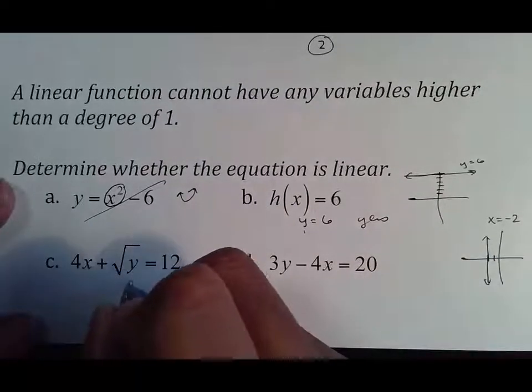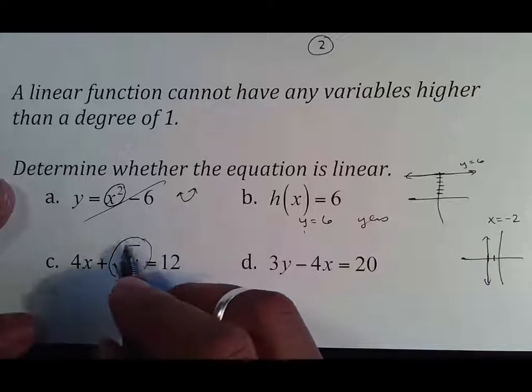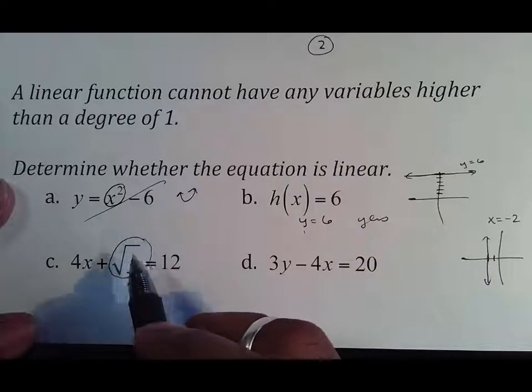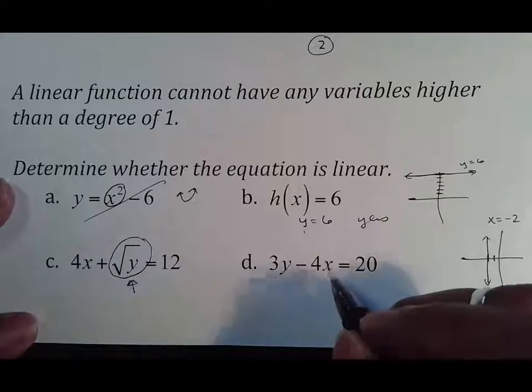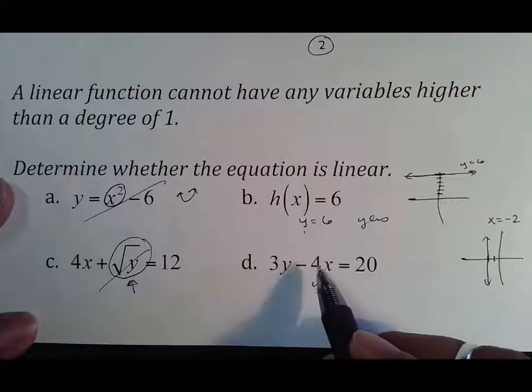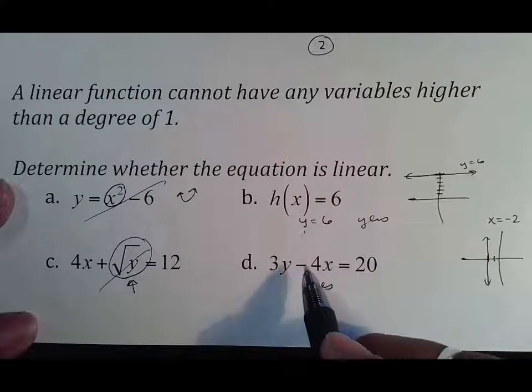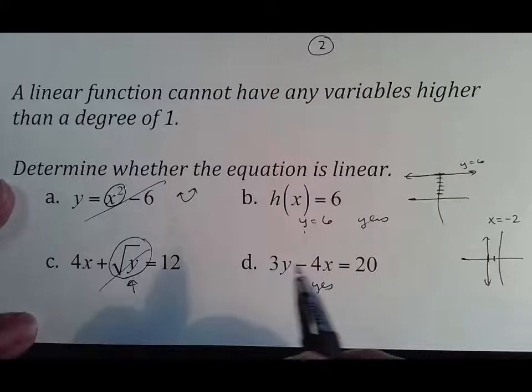C is not linear because of this square root. It doesn't even look like it's linear because of this symbol. When you see symbols like that, it's not going to work. This is linear because that y is going to a degree of 1, x is a degree of 1, and you have a constant. Actually, this is almost standard form except the x would be in front, but that's about it.